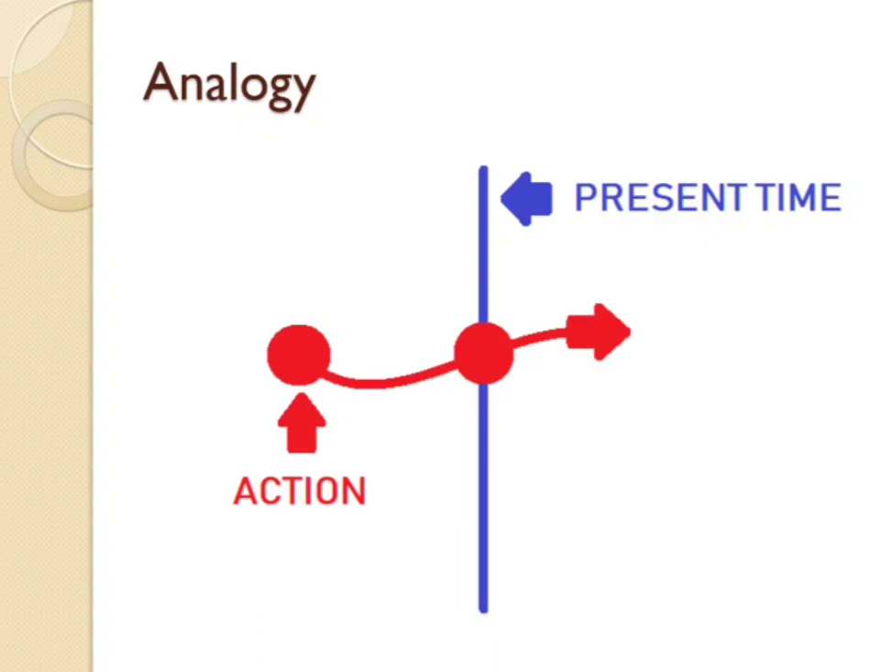Now this is the diagrammatic representation of the definition, because you can easily understand from the figure that there is an action which started in the past, and then 2 possibilities can happen. First possibility is the action has recently stopped, and the second possibility is the action is still continuing. And now this is represented in the diagram. The red colored dot which indicates action has traveled up to the present time.